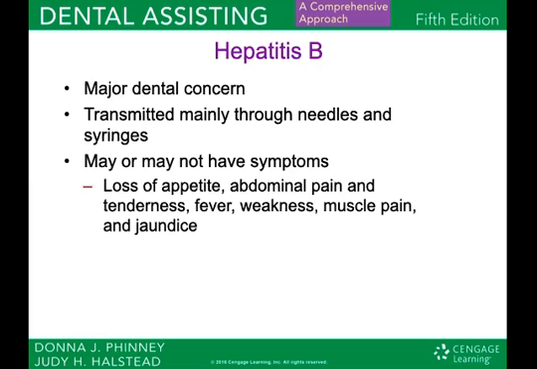It's hepatitis B that's a major dental concern, and you'll often be asked to get a hepatitis B vaccine before entering the dental field. It's a major dental concern because it's transmitted mainly through needles and syringes. It may or may not have symptoms, but the symptoms that do appear include loss of appetite, abdominal pain and tenderness, fever, weakness, muscle pain, and jaundice.